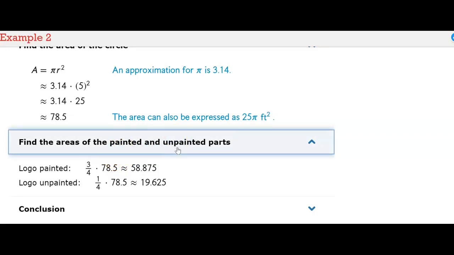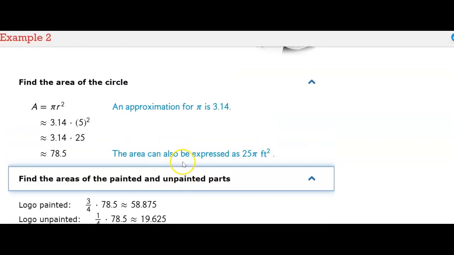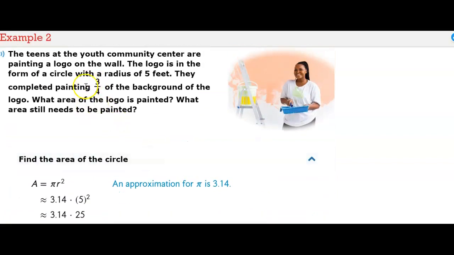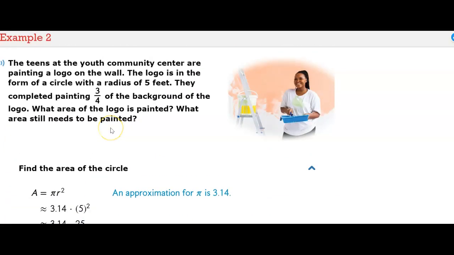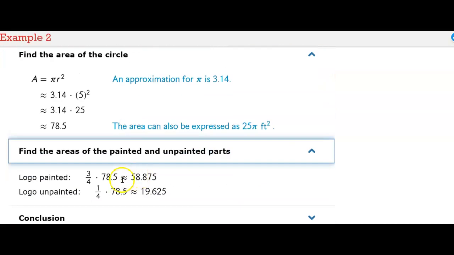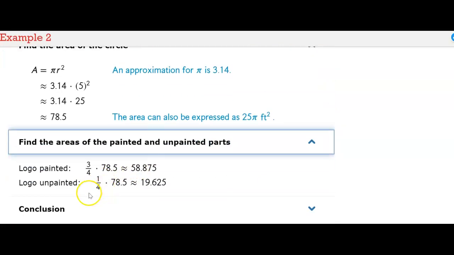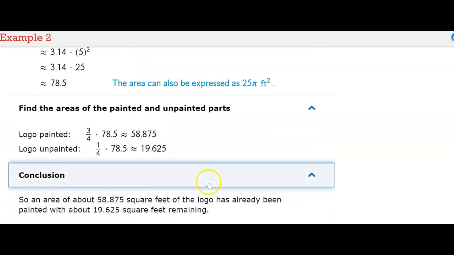The painted part of the logo was 3/4 of the area. So 3/4 times 78.5, which is the area of the wall. We got 3/4 from the problem. The unpainted part would be 1/4, because what's left over of 3/4 would be that 1/4. So that's the part that's unpainted. You multiply that by 78.5 as well, and you get 19.625.